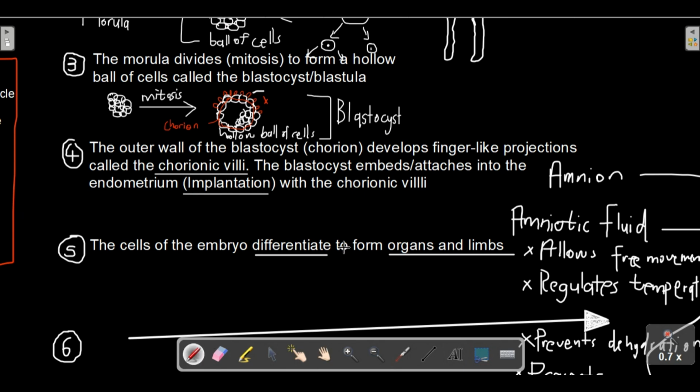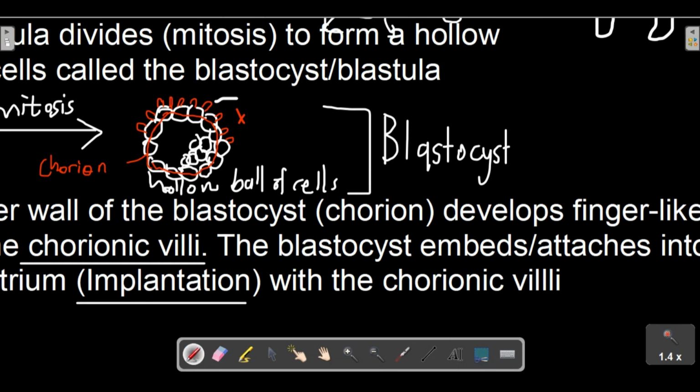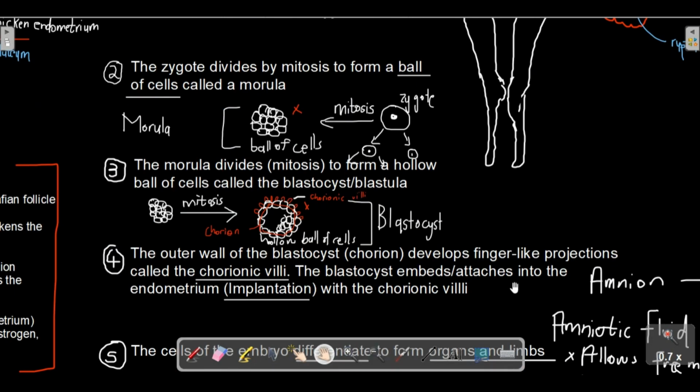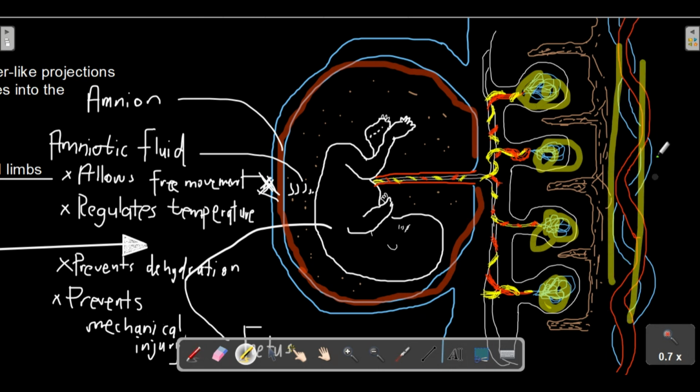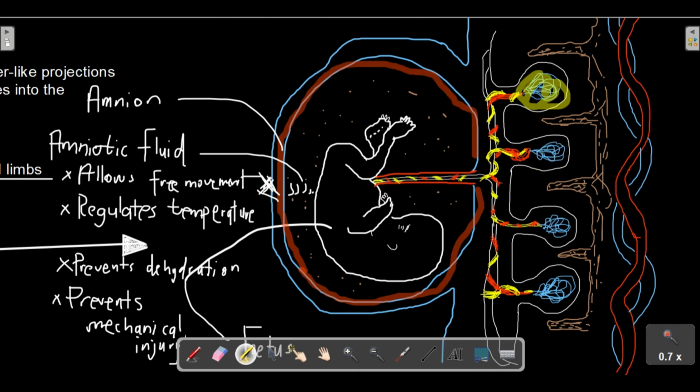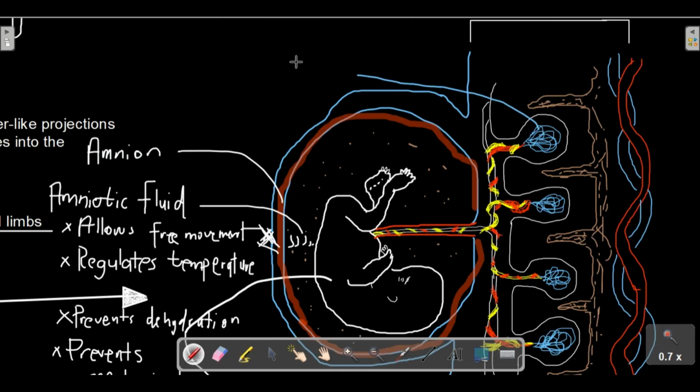Now remember those chorionic villi that we talked about? These ones that the blastocyst used to attach to the endometrium, these chorionic villi. Those are actually present here as well. So the chorionic villi here are these structures. As you can see, they are embedded into the endometrium. That is the endometrium over there. And so I'm just going to label those as well. So that is the chorionic villi.